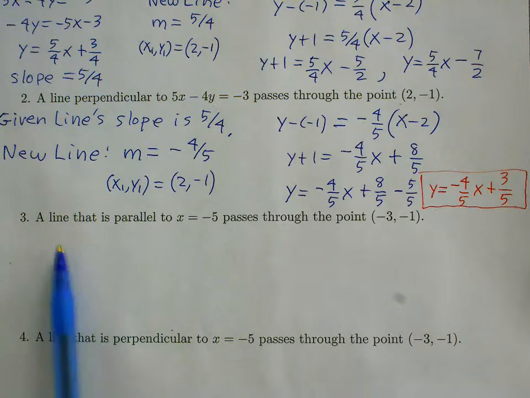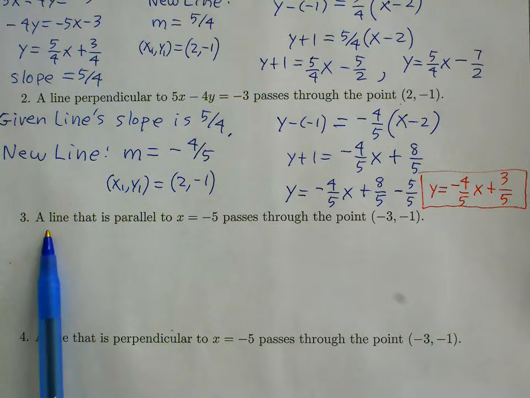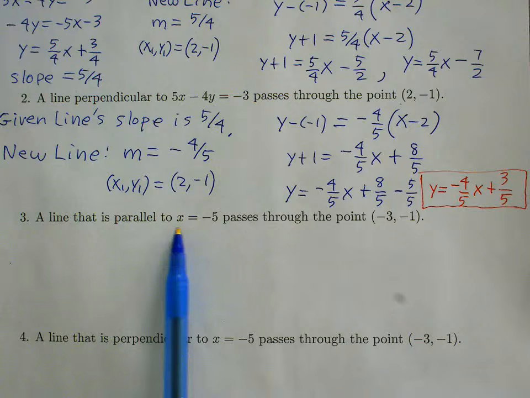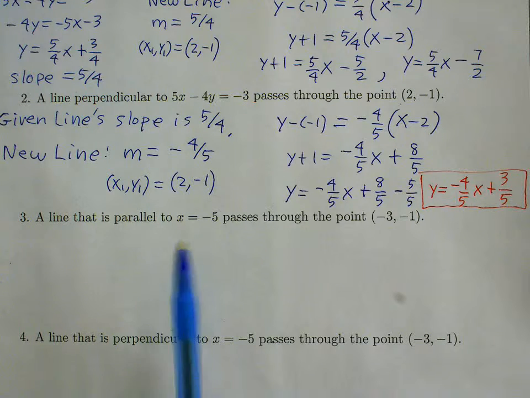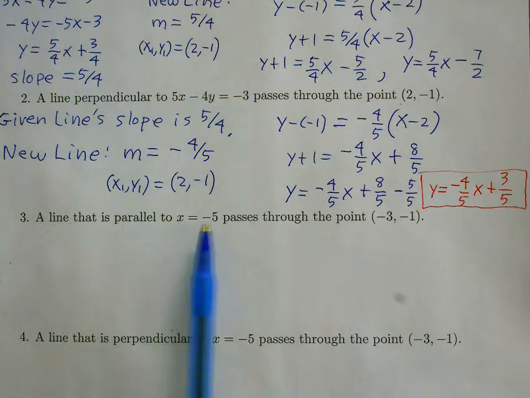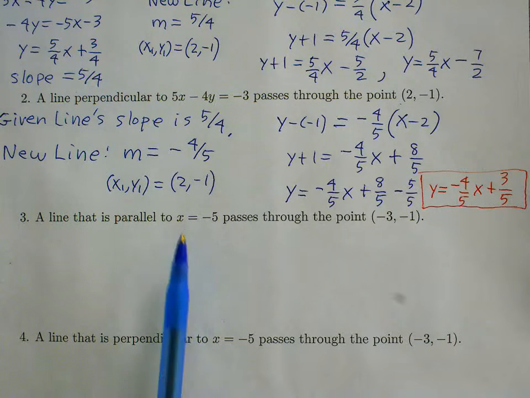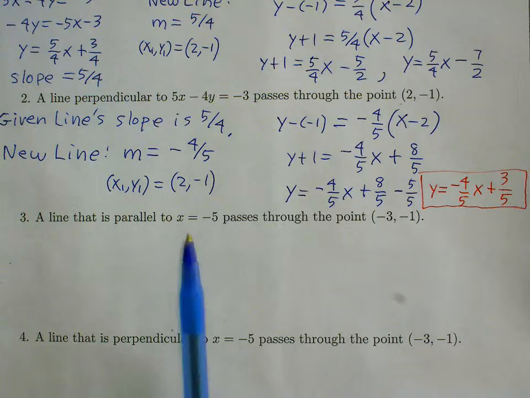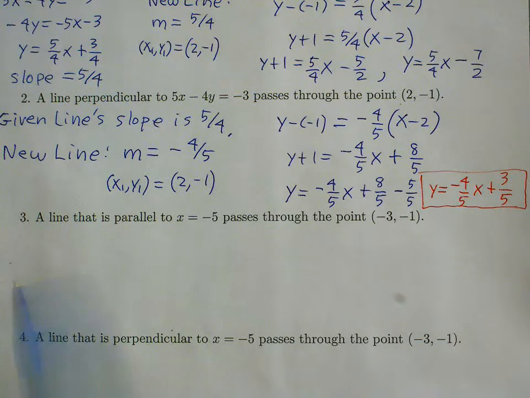Yeah, so if you remember, the graph of x equals -5 is what kind of line in the xy plane? It's a vertical line. The vertical line, x equals -5, every point on that vertical line has the same x coordinate of -5. So that's why we call it x equals -5.